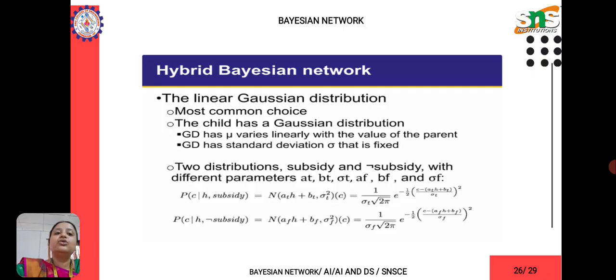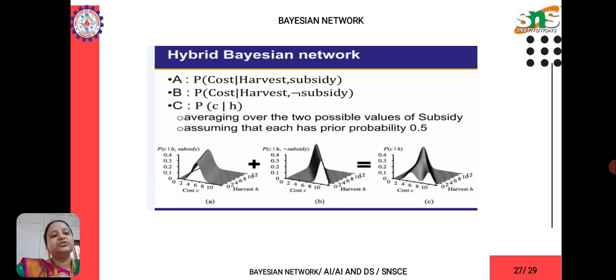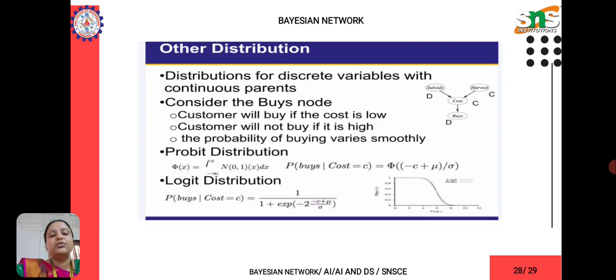The two common choices: the Gaussian distribution has certain variables which are linear with the value of the parent, and the standard deviation is fixed. So there are two different kinds of possibilities, one where any value should be positive or the other where the value should be negative, and these are certain basic mathematical standard formulas that you will use for the execution. When you plot this in a graph, in a 3D format, you will see how it is distributed.